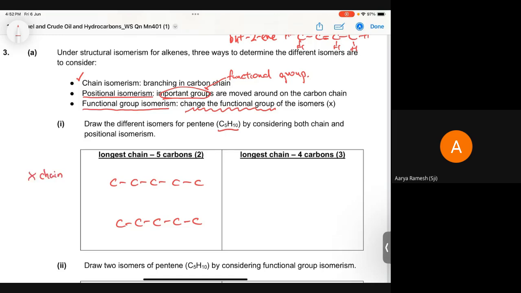I write it in this order because typically chain isomerism and positional isomerism are in order. Normally I'll explore the chain isomerism first, then I'll explore the positional isomerism. So in this case, it's going to be a positional isomerism. That means it's about the functional group being placed on different parts of the chain. If this is a pentene, what is the functional group?